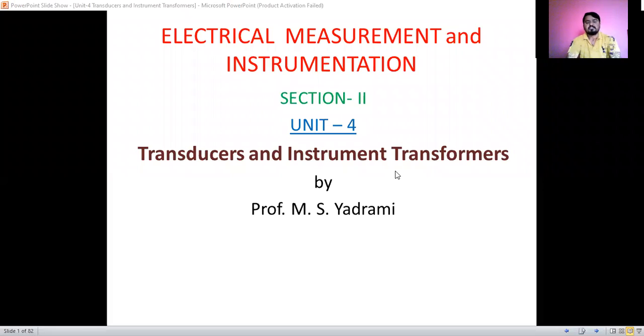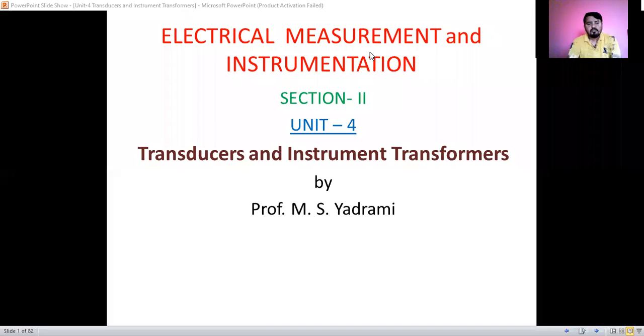Now we are going to discuss the construction of current transformers and voltage transformers, the transformation ratio, how they operate, and the different types of instrument transformers. All these things we are going to discuss in this chapter.